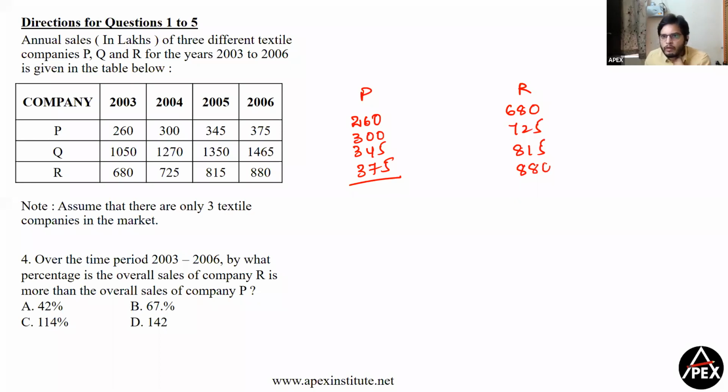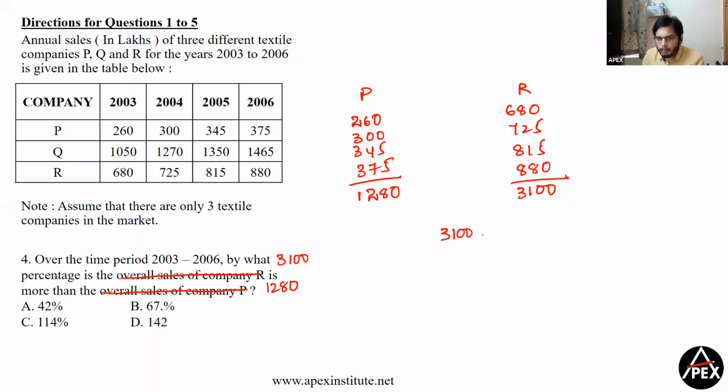So what are the overall sales of R? Overall sales of P is 1280, okay. And overall sales of R is 3100, okay. Now, by what percentage is overall sales of company R, so I will replace this with 3100, more than overall sales of company P, 1280. Now my question becomes simple: what percentage is 3100 more than 1280?